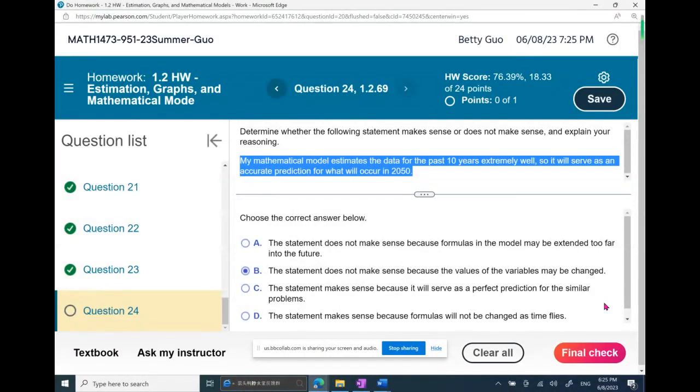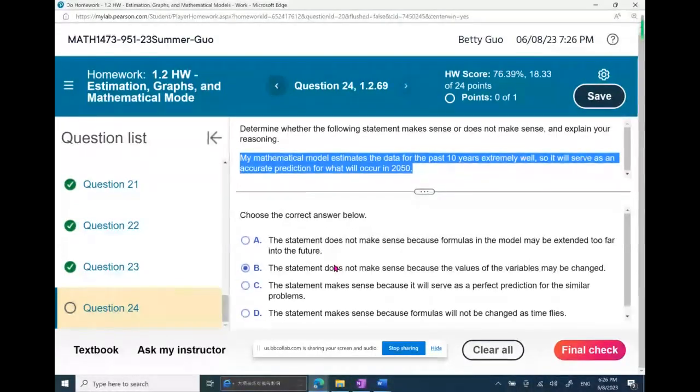Hello? I'm here. I think A makes sense. Oh, wait, no, A does make sense. So either A or B, right? Because do we have E? It's just worded very confusingly. So maybe it's missing a word. If A says the statement does not make sense because formulas in the model may not be extended too far into the future, that would be perfect. But it does have not.